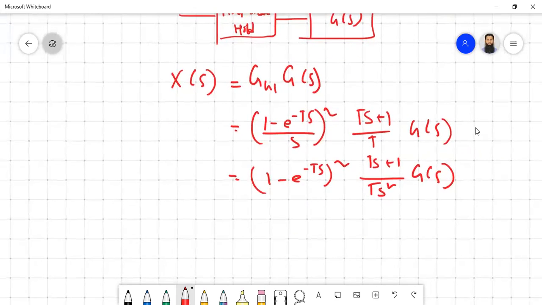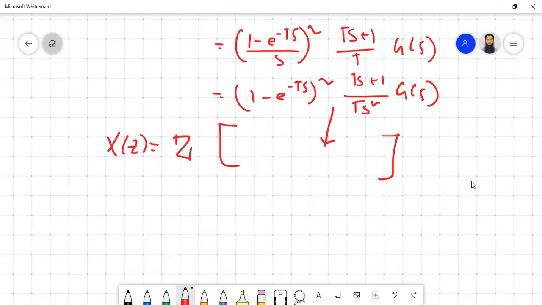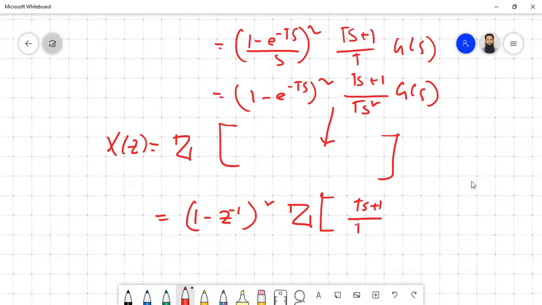If you want to find out the z transformation of this one, then X(z) will be simply the z transformation of the whole thing, and eventually we know that 1 minus e to the power minus Ts can be replaced by 1 minus z inverse. So we can write (1 minus z inverse) whole square. Then you have to find out the z transformation of (Ts plus 1) by (T s square) into G(s). So this is how the solution is simplified by simply replacing 1 minus e to the power minus Ts by 1 minus z inverse.